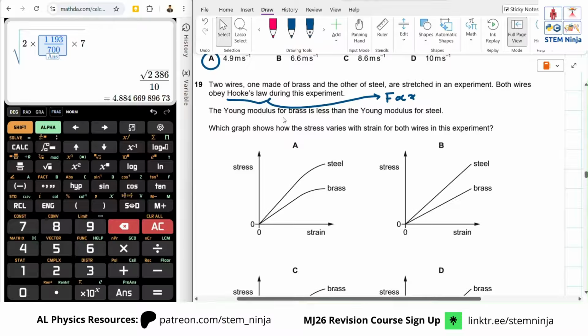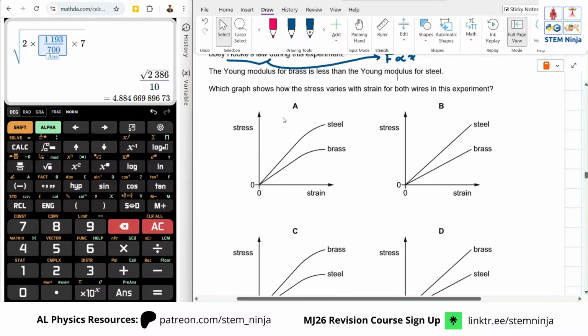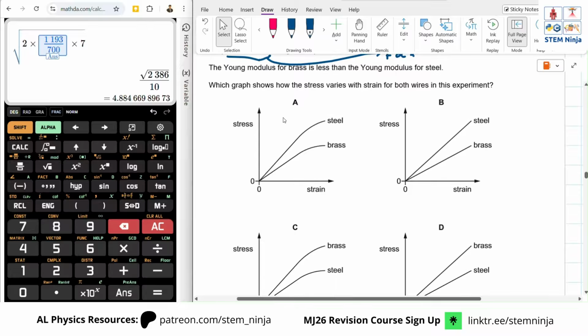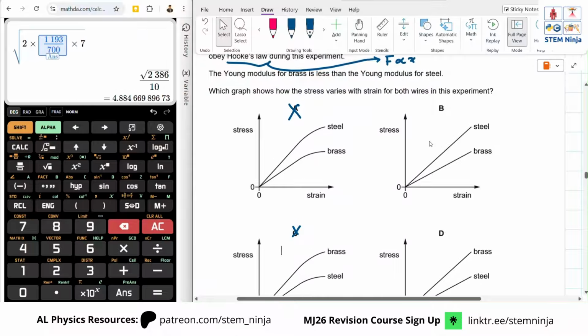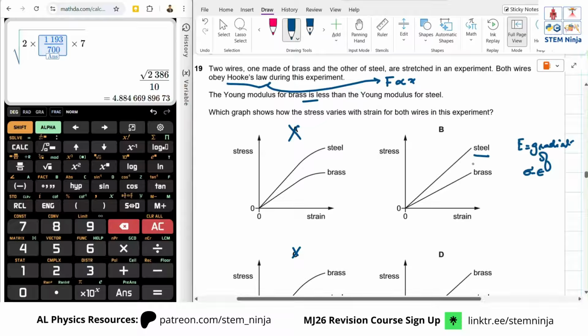Okay, so we are talking about the straight line region because it's obeying Hooke's law, so we are dealing with a straight line. So right off these two are cancelled. Now, Young modulus for the stress strain graph is the gradient of the stress strain graph. So the Young modulus for brass means the gradient for brass would be lower. So gradient for brass is lower. B is the right answer.